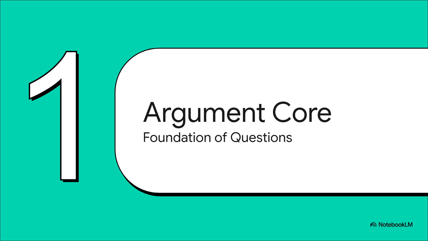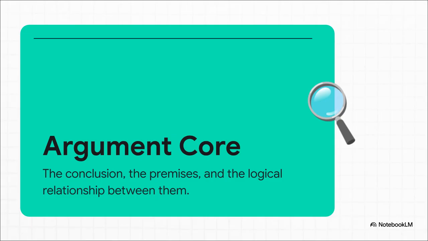Seriously, think of this as the foundation of your entire LSAT house. If this part is weak, everything else you try to build on top of it is just going to crumble. Every single question comes back to mastering this. So what is the argument core, really? Well, it's made of two things you can see. The conclusion, that's what the author wants you to believe, and the premises, which is just the evidence they give you. But here's the secret.